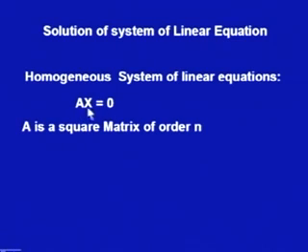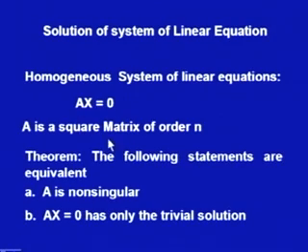Now, we call this equation homogeneous because the right hand side is 0 and all the equations have homogeneous terms, that is all terms involve an unknown variable x in degree 1 and there is no constant term, and on the right hand side we have 0 only. So, A is a square matrix of order n.